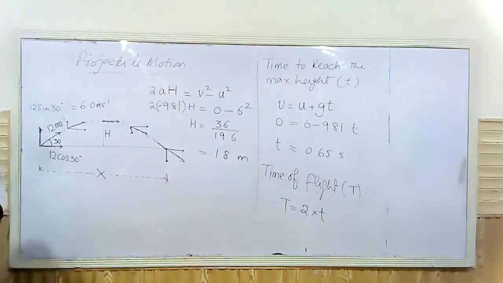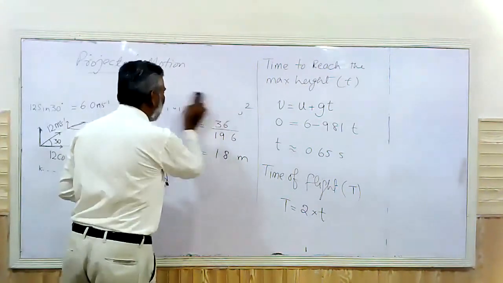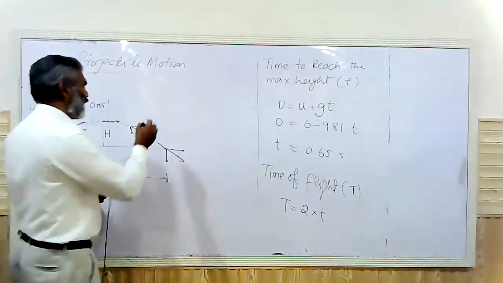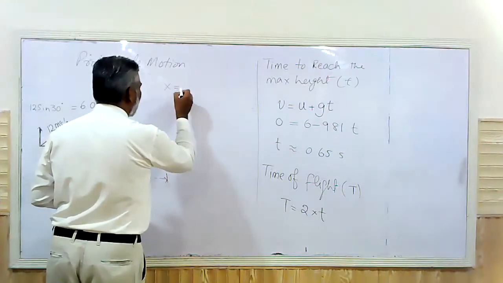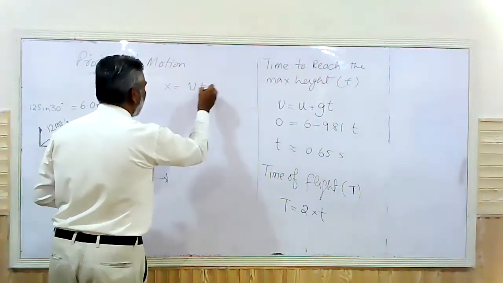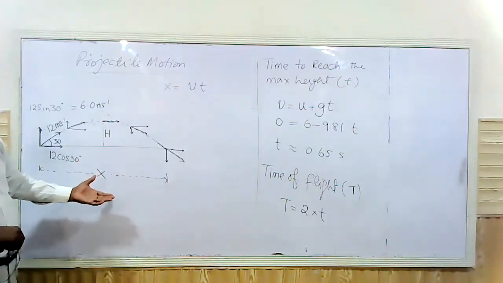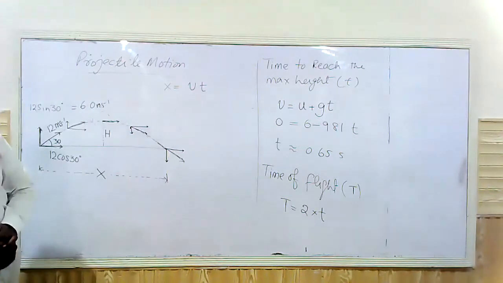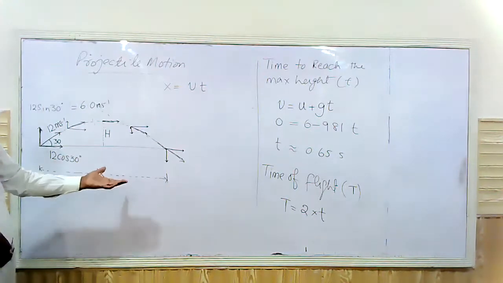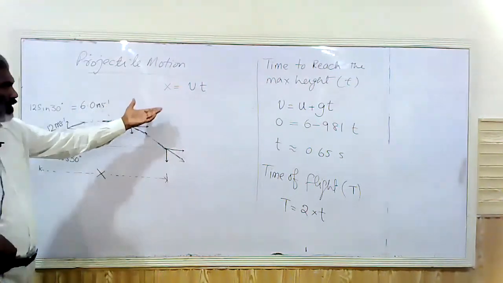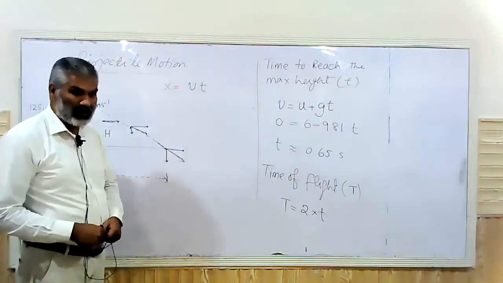This x is its horizontal range. So in order to calculate this horizontal range, we use a very, very simple formula, the simplest of all perhaps, and that is distance is equal to speed into time. And this is the only situation in projectile motion where we can apply this formula that you learned in your O-level classes. Otherwise, in all other situations you have seen, we are applying equations of motion, but this is a far simpler formula in which there is no acceleration involved.